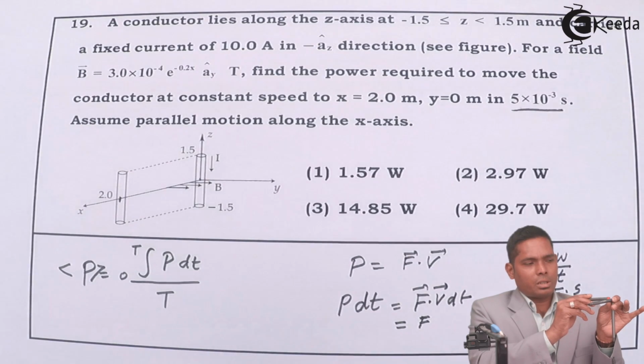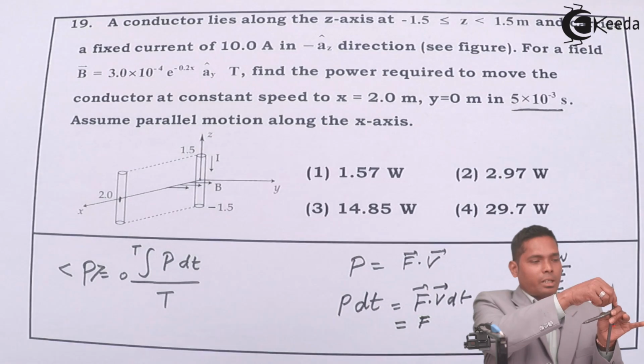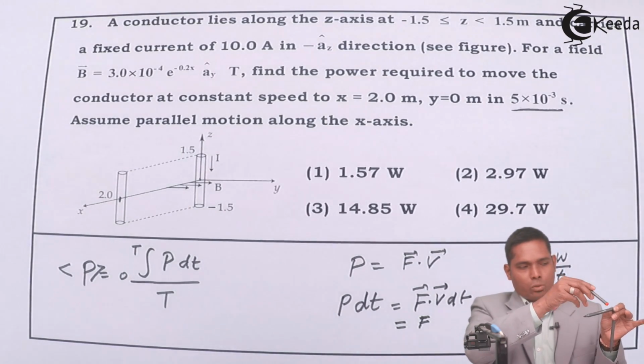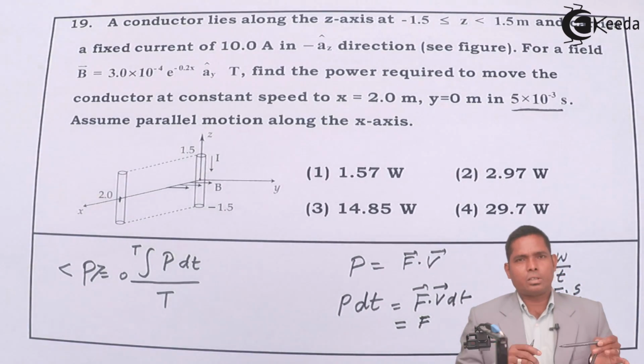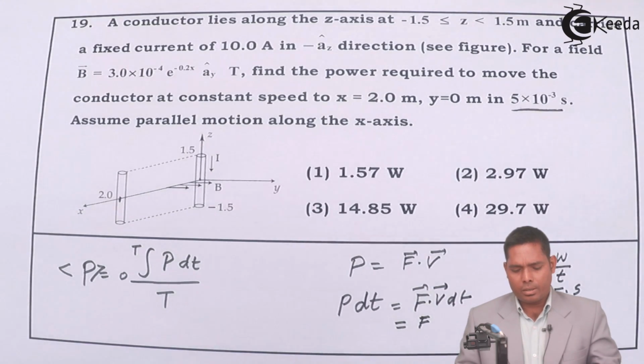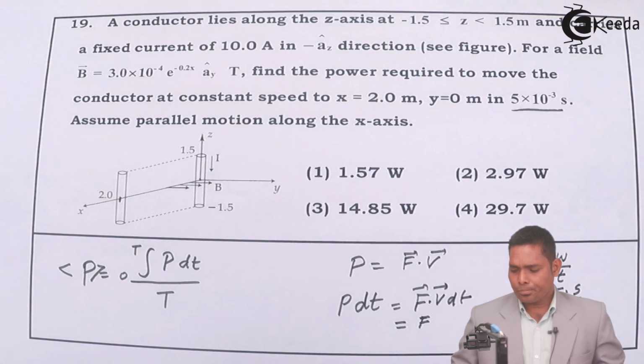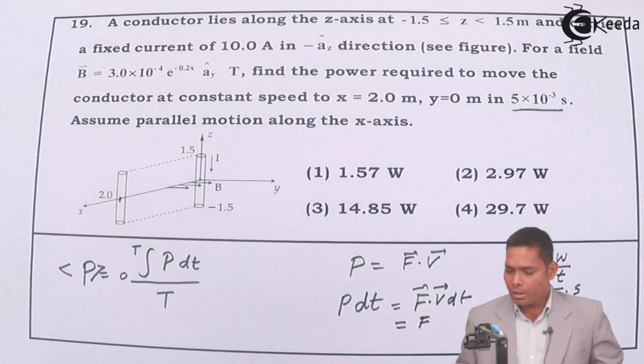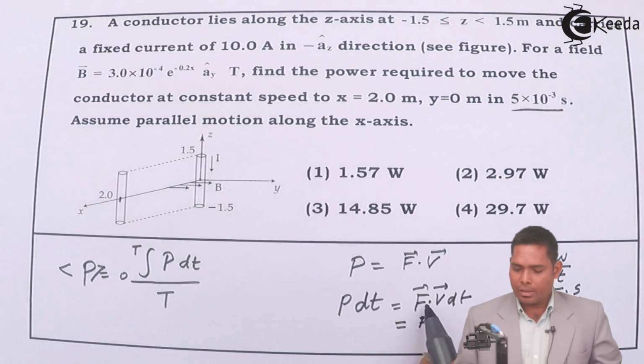So the force is in the direction in which the conductor has to be moved, because the conductor is placed here and has to move along this line. So the force direction and the velocity direction are the same, so the angle is 0 degrees. If the angle is 0 degrees, this is no more a vector quantity. This is only F, and this is V, and cos 0 is 1.